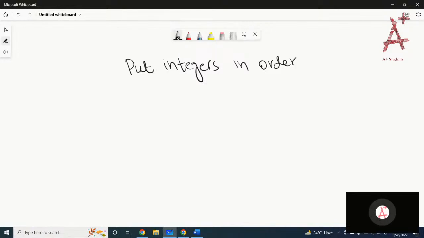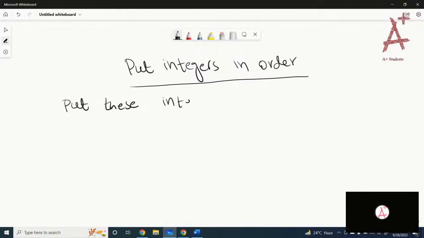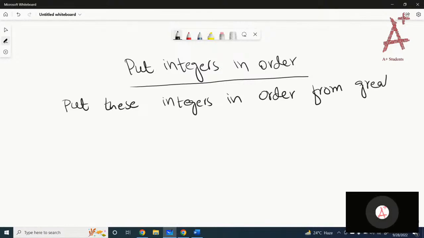So basically what you have to do, you are given integers, you have to arrange them either from least to greatest or from greatest to least. Got it? Let's start with the first example. You are given the numbers. Put these integers in order from greatest to least. So you have to order the numbers, the first number is greatest, and as you are moving, the numbers get smaller. Got it?